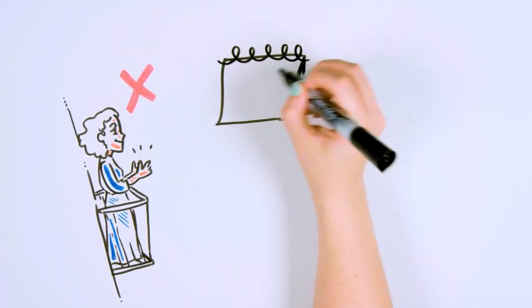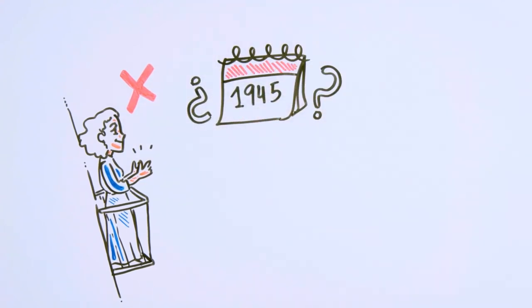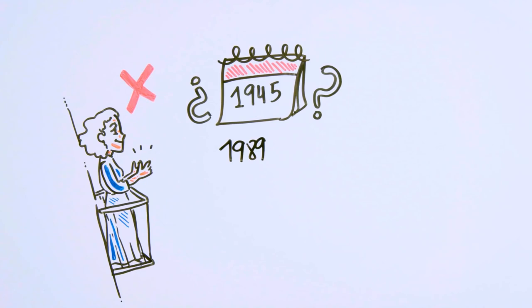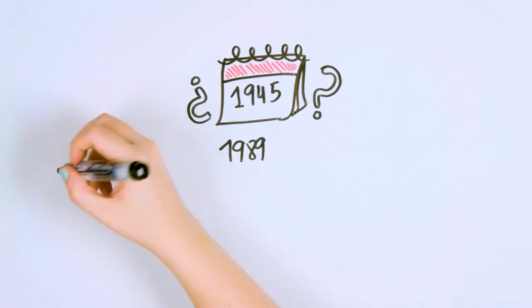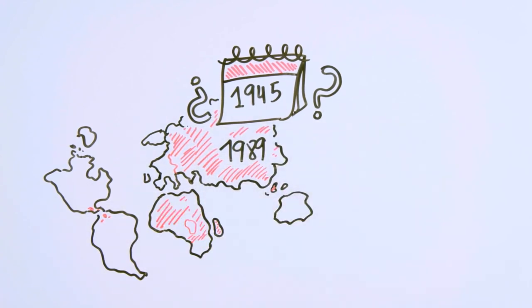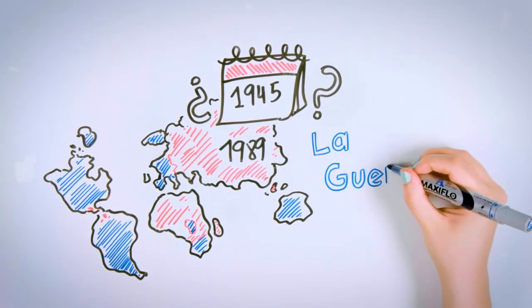Do you remember the year 1945? Not even a century ago. What about 1989? Even more recent. Well, during these years, 1945 and 1989, the world was divided and in turmoil, in what is known as the Cold War.